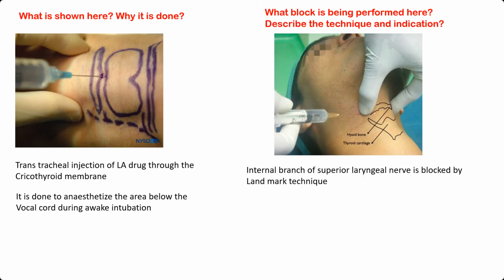So at the inferior border of the hyoid and the superior border of the thyroid, you have the thyrohyoid membrane. First you hit the bone, then slide the needle down, and once you come to the lower end of the hyoid, you inject about 2 ml. You will block the branch which is piercing and going inside to supply the area above the vocal cords.